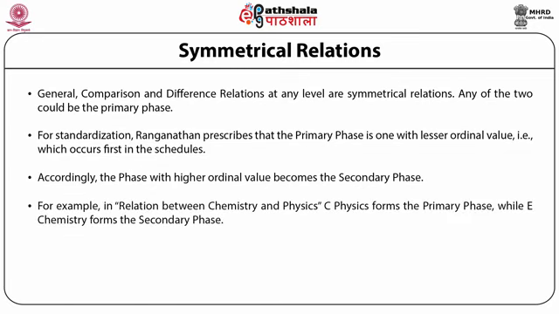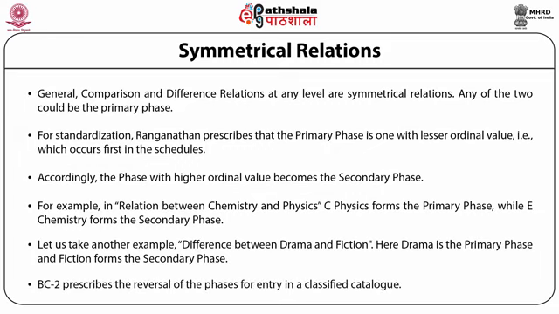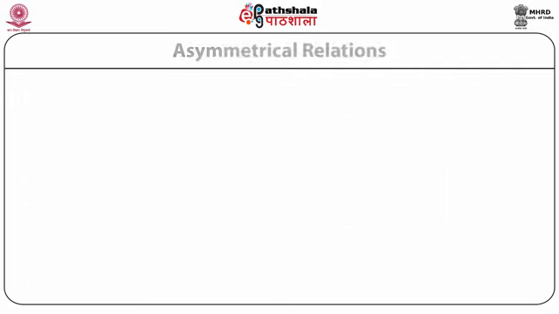For example, relation between chemistry and physics, C physics forms the primary phase and E chemistry forms the secondary phase. Let us take another example, difference between drama and fiction. Here drama is the primary phase and fiction forms the secondary phase. BC2 prescribes the reversal of the phases for entry in a classified catalog.